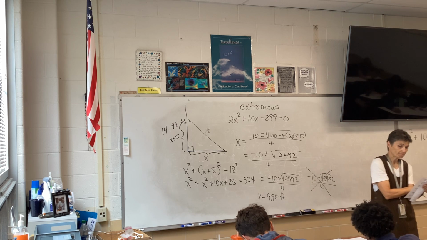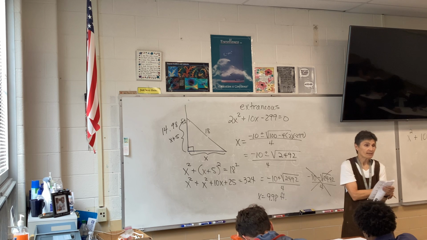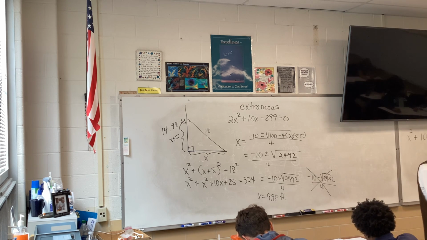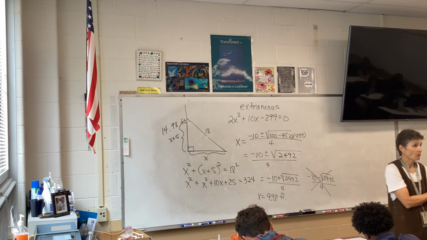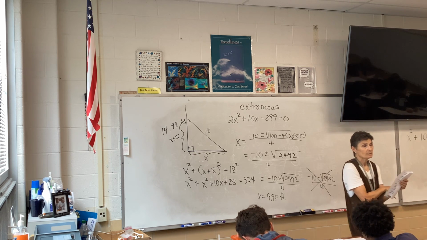How about G? Transitive. Transitive of equality. If x equals 7z and 7z equals 8, then x equals 8. That's transitive of equality. NH? Distributive. That's the distributive property.